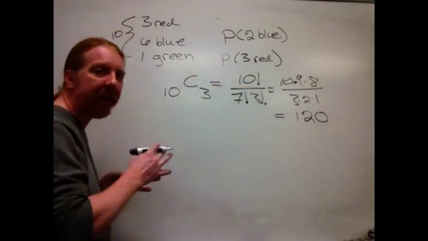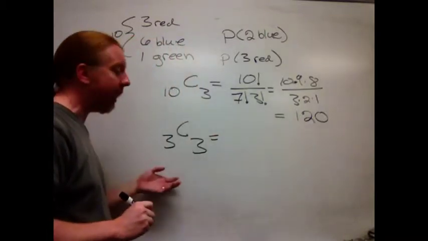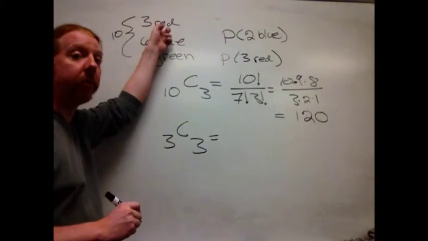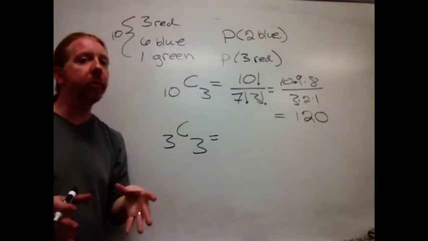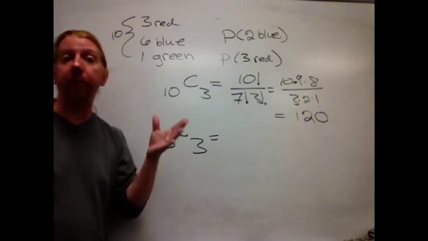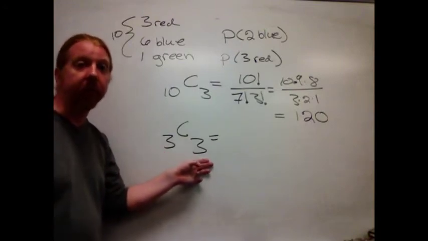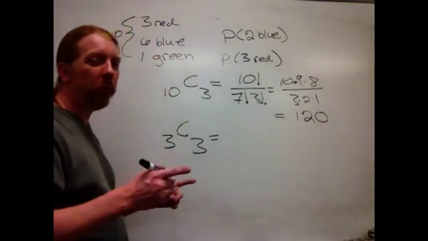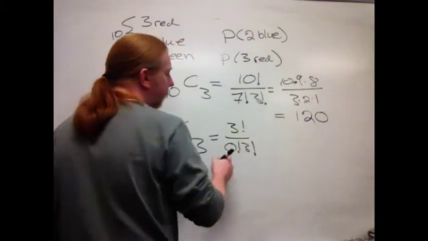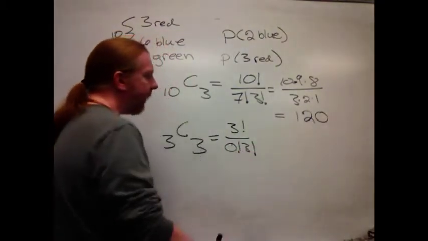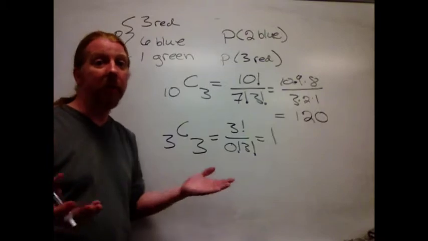If I stay with this paradigm, 3 choose 3. How many different ways can I have 3 red marbles? Because that's ultimately what I'm looking for. Of all the different ways I can have 3 marbles pulled out of this bag, how many of those ways represent 3 red? So 3 red, put them in any order I like by picking 3 of them. Well, if I follow the rules, 3 factorial over 0 factorial 3 factorial, 0 factorial is just 1. 3 factorial divided by 3 factorial is 1. There's only one way I can have 3 red marbles.